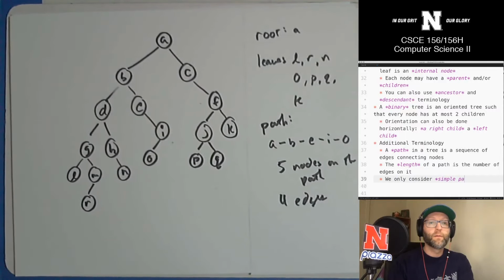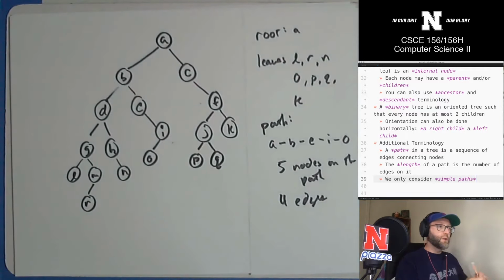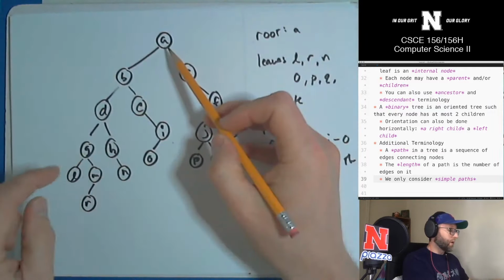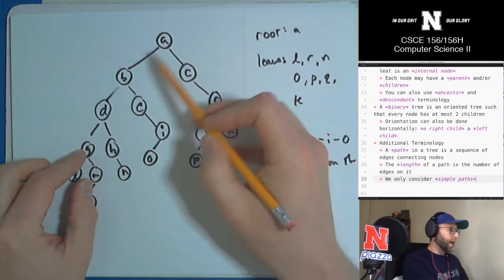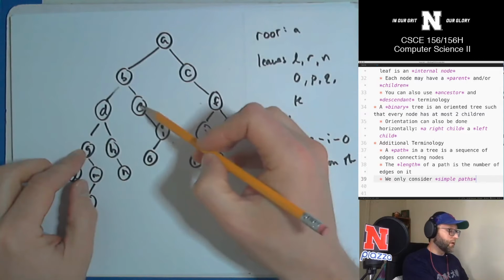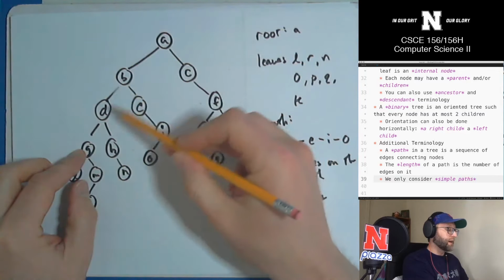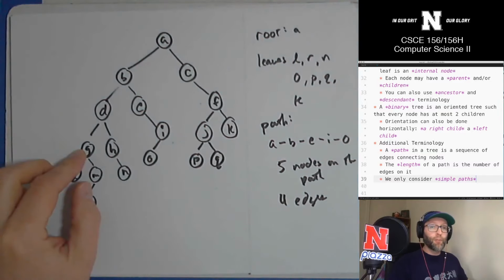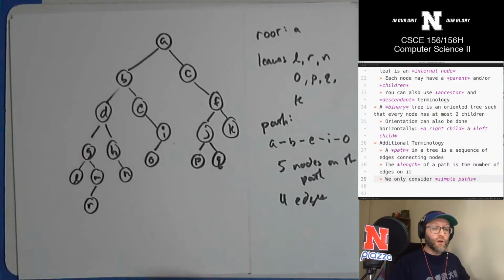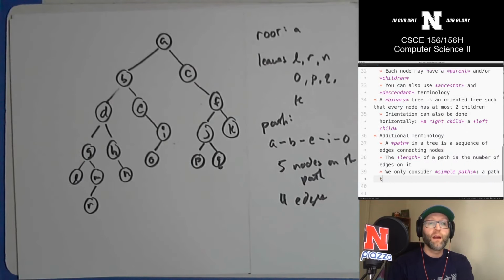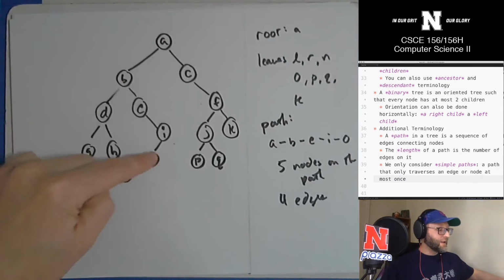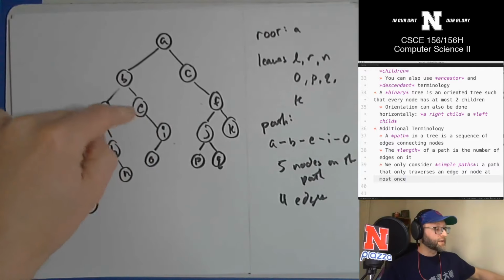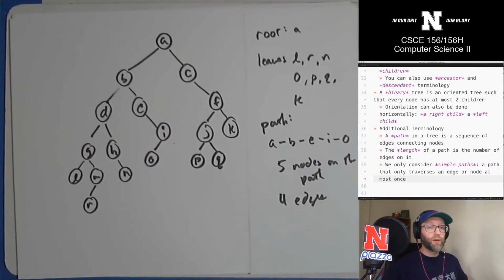simple paths. So what you can do is go over here and say, okay, I can go from A to G by going from A to B, then taking a little detour over to E, I, O, and then backtracking and going all the way over to E. That's not a simple path. A simple path only traverses an edge or a node at most once. So you can't take this detour down here because it would require you visiting E twice, once when you're going down and once when you're coming back up.